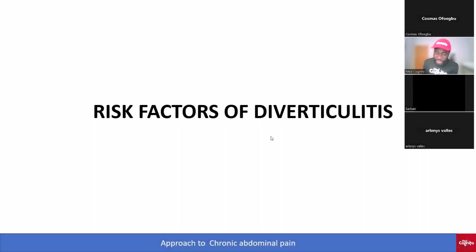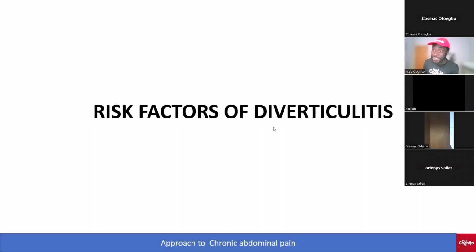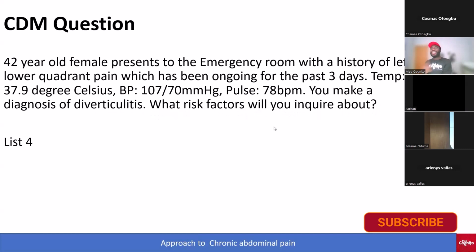What are the risk factors of diverticulitis? Because you need to know it. So I need somebody to read this case for us, please.